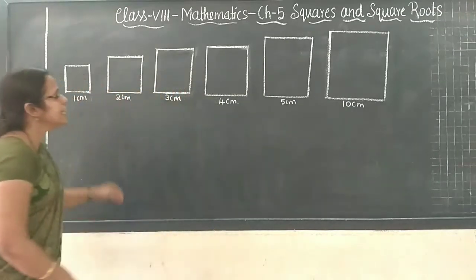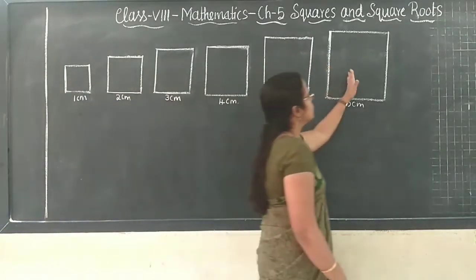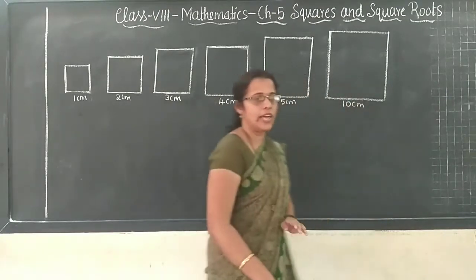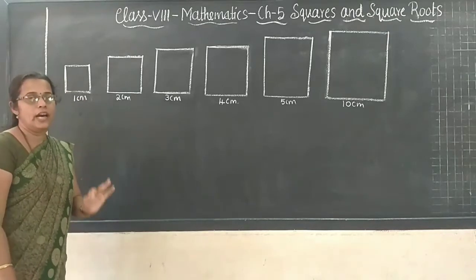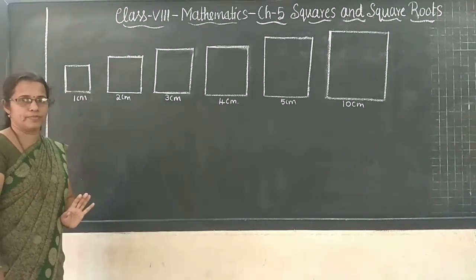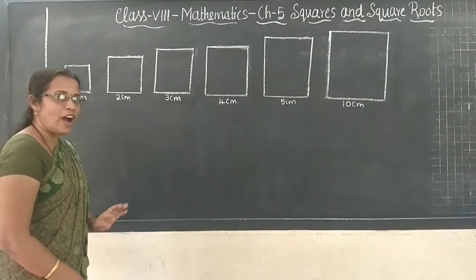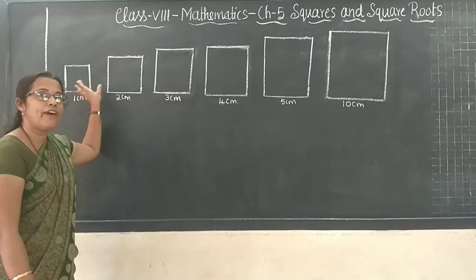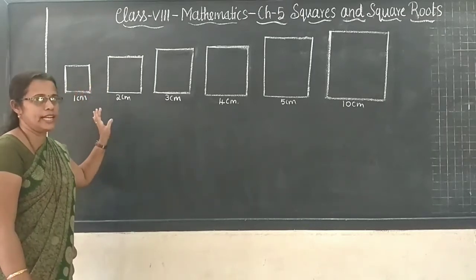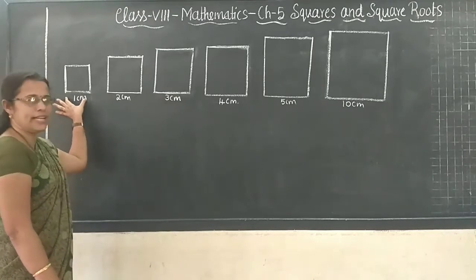Okay, so now see here on the board several squares have been given. Do you remember how to find the area of a square? If the side length is given, we can find the area very easily, right? So here, 1 centimeter square is this.